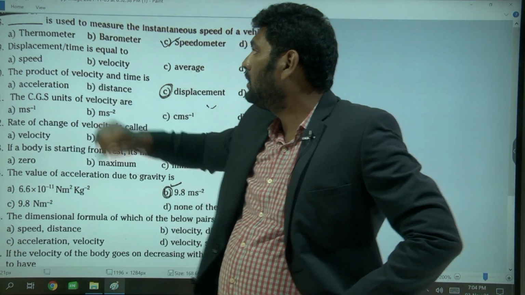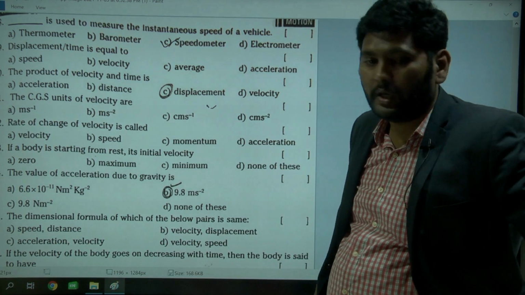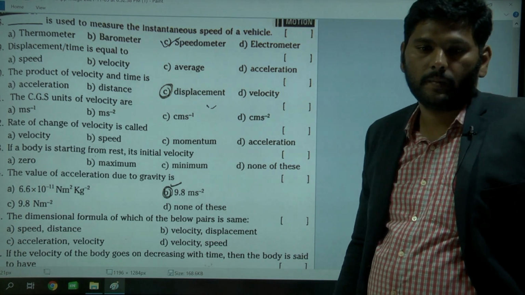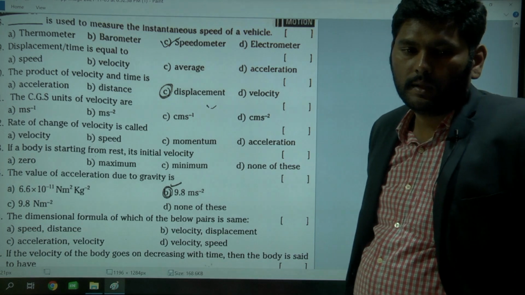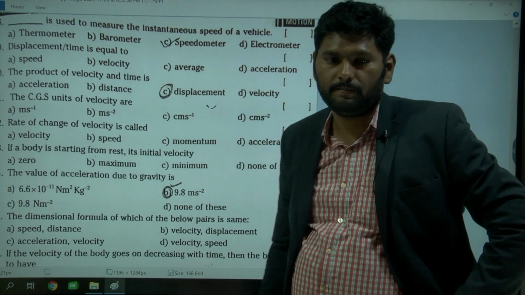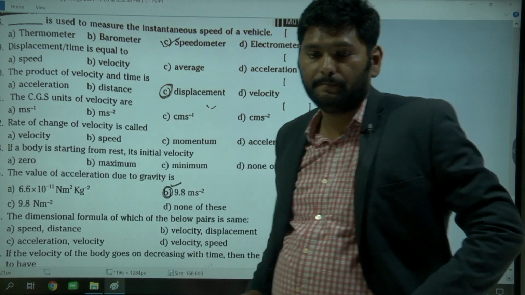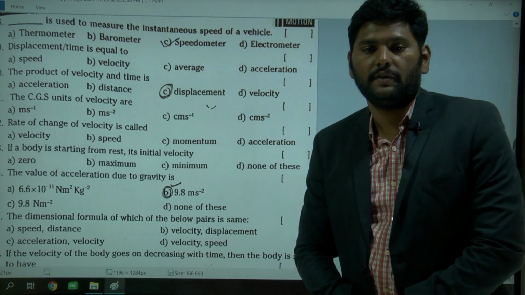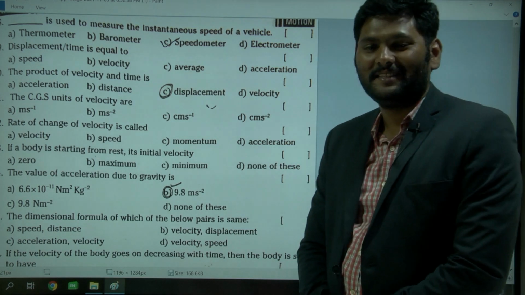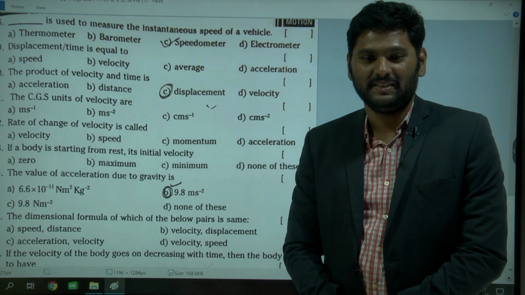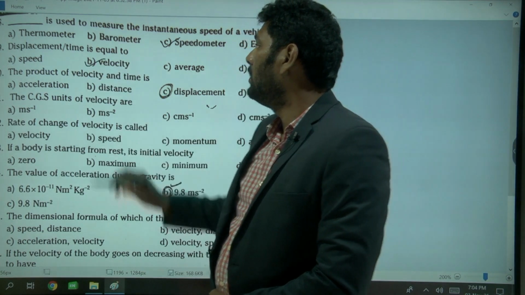Similarly, let's take the second one. Displacement per time is equal to... Can you tell me the answer for displacement per time? Yes, Akanksh, are you there? Displacement per time is nothing but velocity.